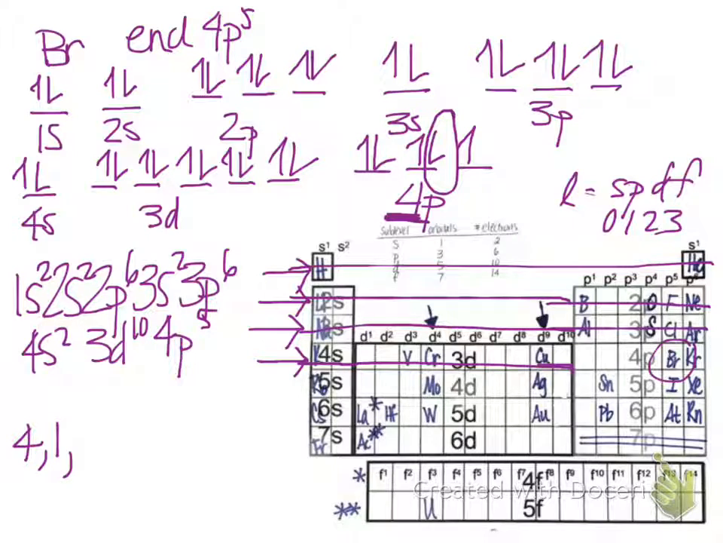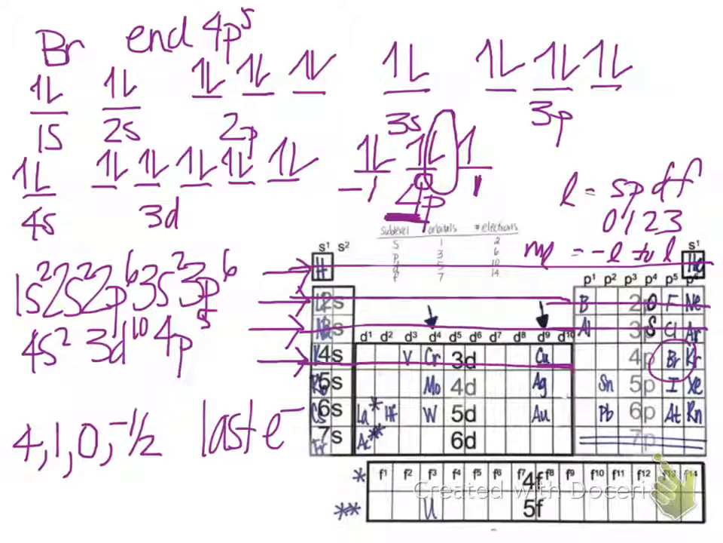Okay? The next one is your M sub L. And it is negative L to positive L. Start here, negative 1, 0, 1. So I'm in the middle position, so it is 0. And it's going down. So it's negative half. That's for the last electron.